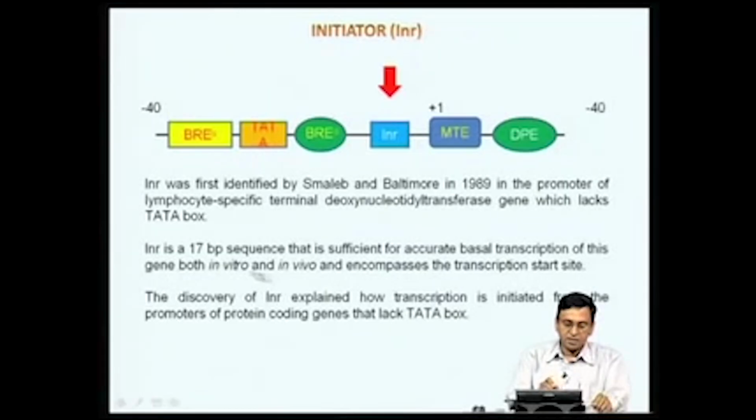So the initiator is nothing but a 17 base pair sequence that is sufficient for accurate basal transcription both in vitro and in vivo, and it encompasses the transcription start site. Now, unlike the TATA box, which is usually present around -30 or -31 from the transcription start site, the initiator motif is present in and around the transcription start site. This is the basic difference between the initiator and the TATA motif. The discovery of the initiator explained how transcription can be initiated from promoters of protein coding genes which lack a TATA box.